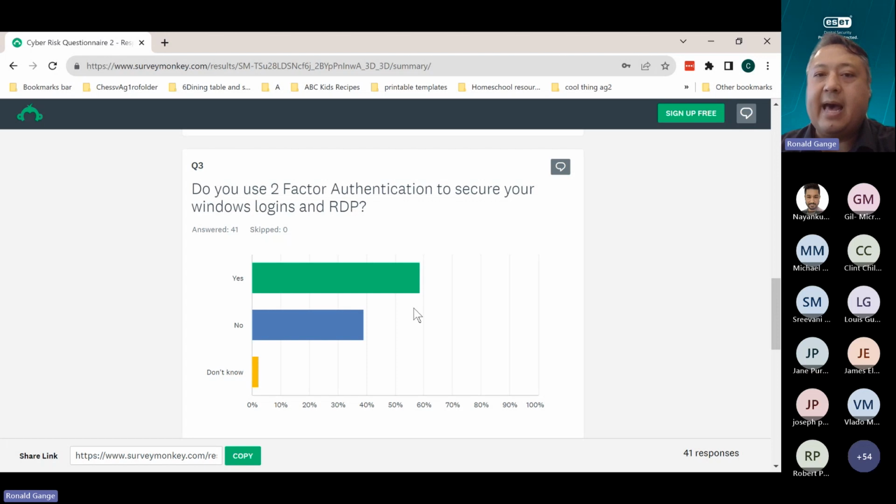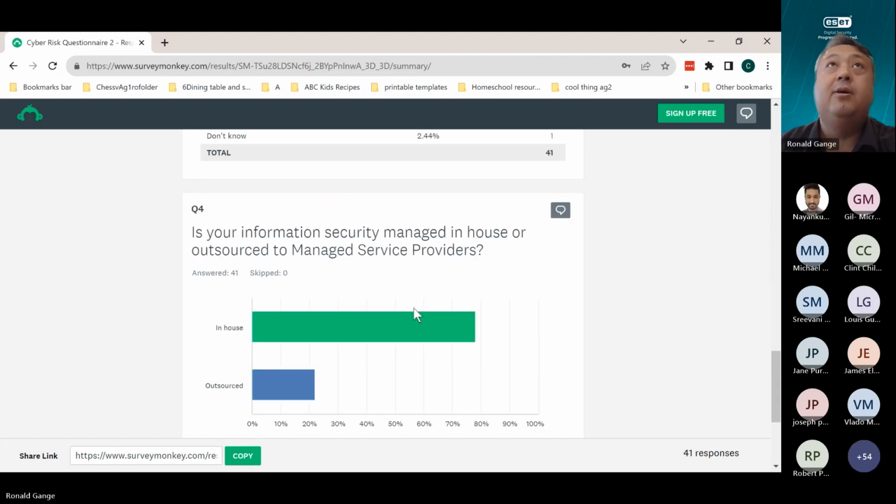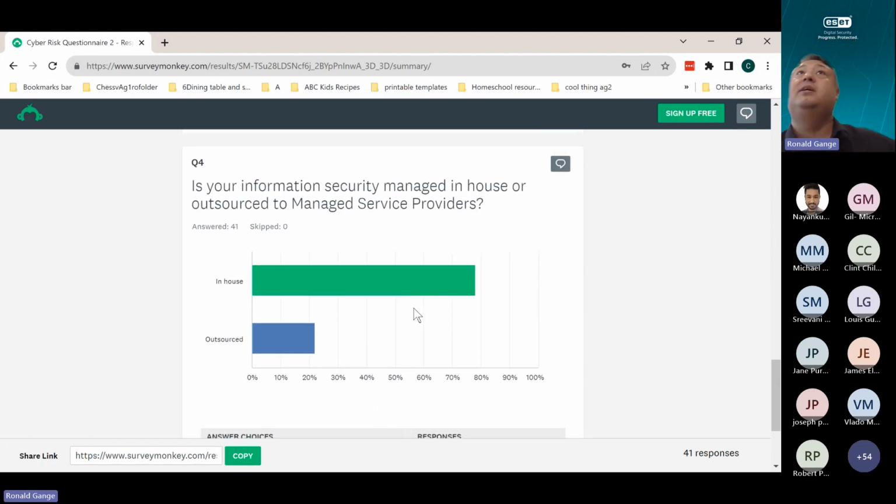And so with that, this is a major area that needs to be covered, and one of the areas in Essential 8. Okay, and the last question: is your information security managed in-house or outsourced? To a majority, it's still done in-house, and 21% is outsourced.